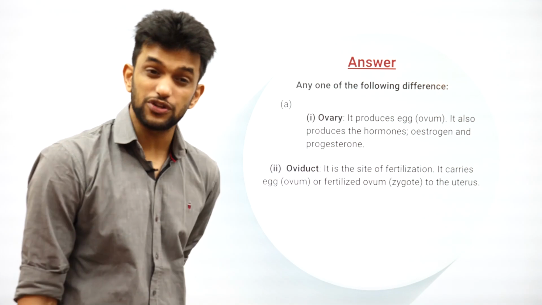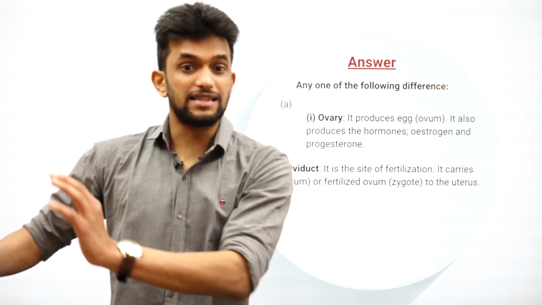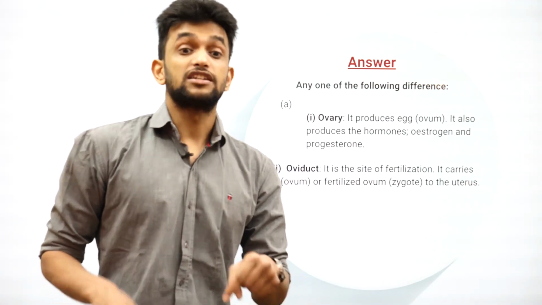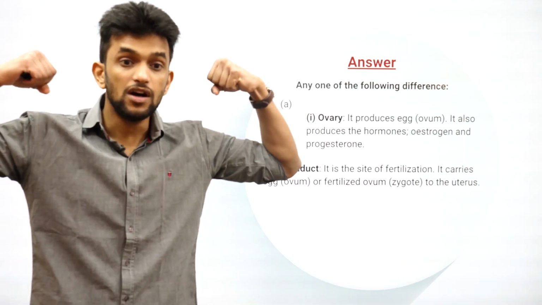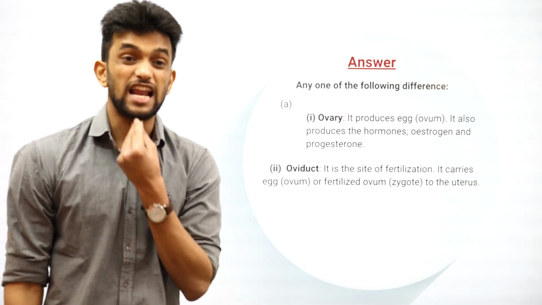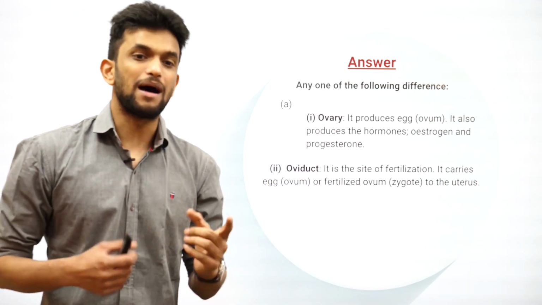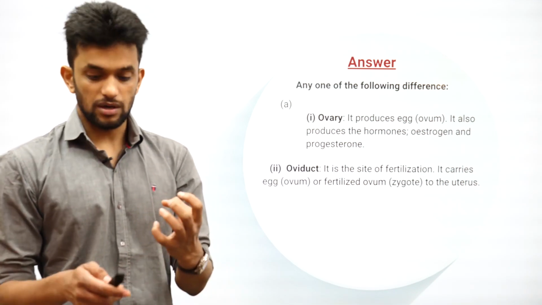It produces hormones, estrogen and progesterone. People, what are estrogen and progesterone? These are hormones produced in females. What are hormones produced in males? Yes, please write in the comments. Testosterone. Testosterone is the male hormone. Human males have more muscular development and more facial hair. Why? Because of testosterone. Females have more development of mammary glands, the milk producing glands. Why? Because of the presence of female hormones, like progesterone.